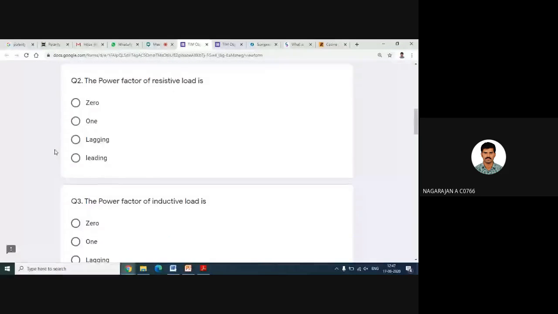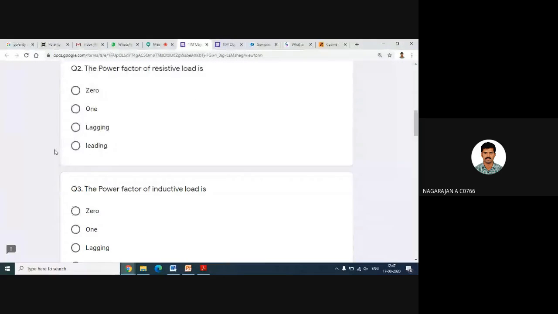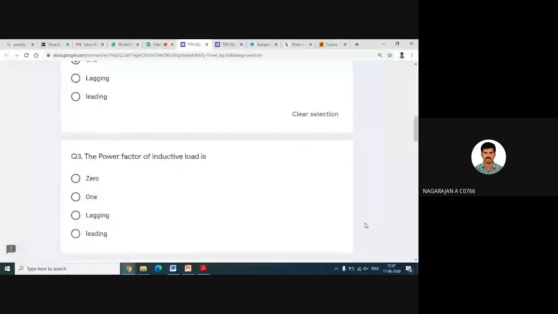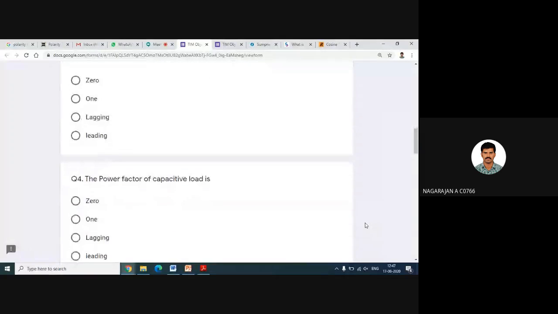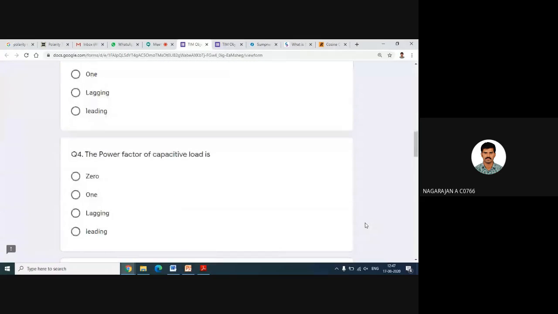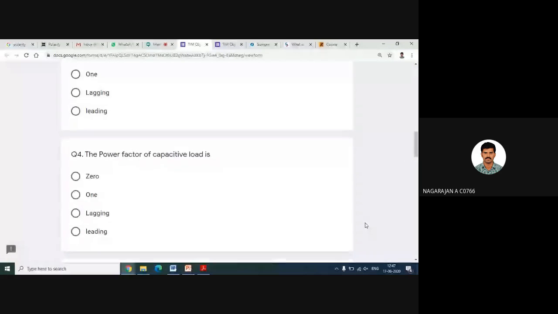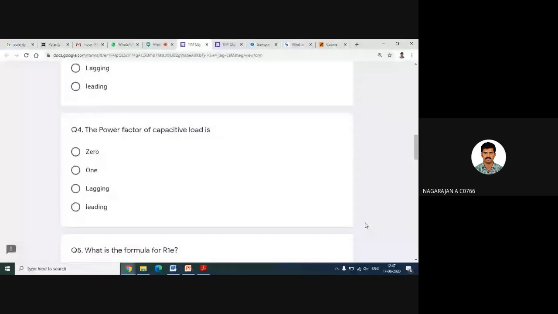The power factor of resistive load is 0, 1, lagging or leading. 1 is right. The power factor of a resistive load is always assumed to be unity, so it is given as 1. Inductive load power factor is lagging, leading, 1 or 0. The inductive load offers lagging power factor. Similarly, capacitive load offers leading power factor.